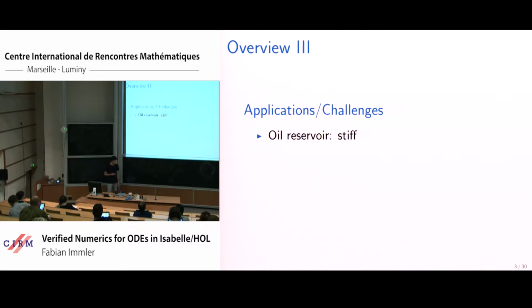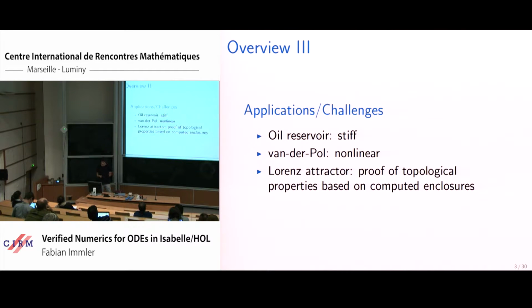So what are we going to do with the code once we obtained it? We're going to run it on some examples, and there we faced some challenges, and I want to report a bit on what challenges there were and how we solved them. One example was the Euler reservoir problem, which is a stiff ODE, which poses some problems. The Van-der-Pol system, which you've seen earlier during the conference, is a nonlinear ODE, and that poses problems.